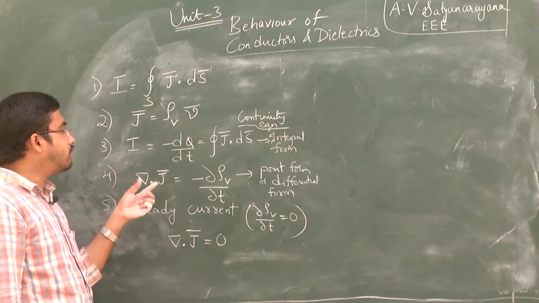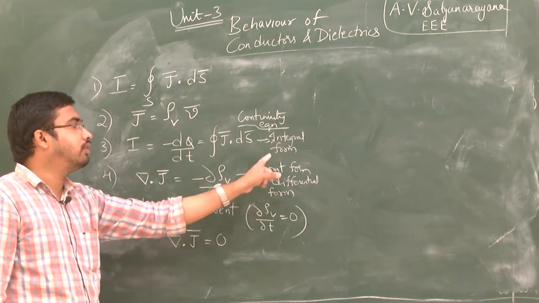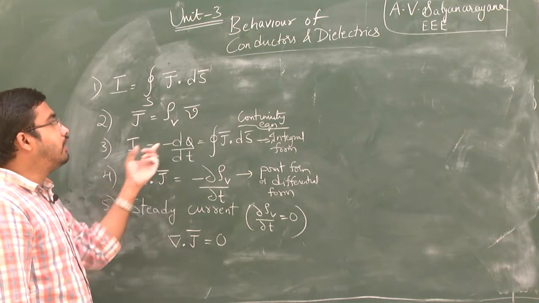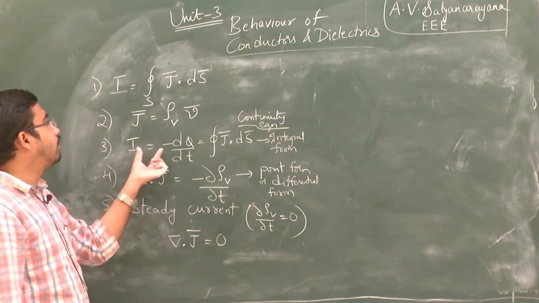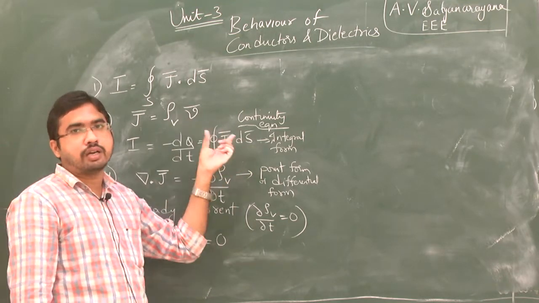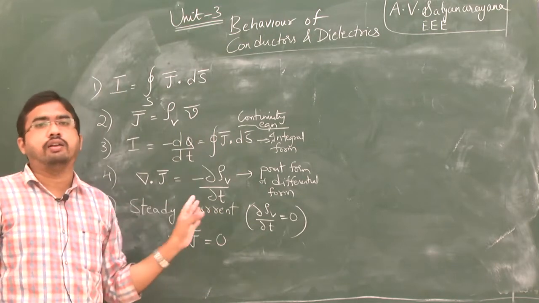For general currents, del dot J bar is minus dou rho v by dou t. That is the continuity equation in point form or differential form. Then the continuity equation in integral form is I equal to minus dq by dt, that is equal to closed integral of J bar dot ds bar. So these are the relations that we have derived until now.